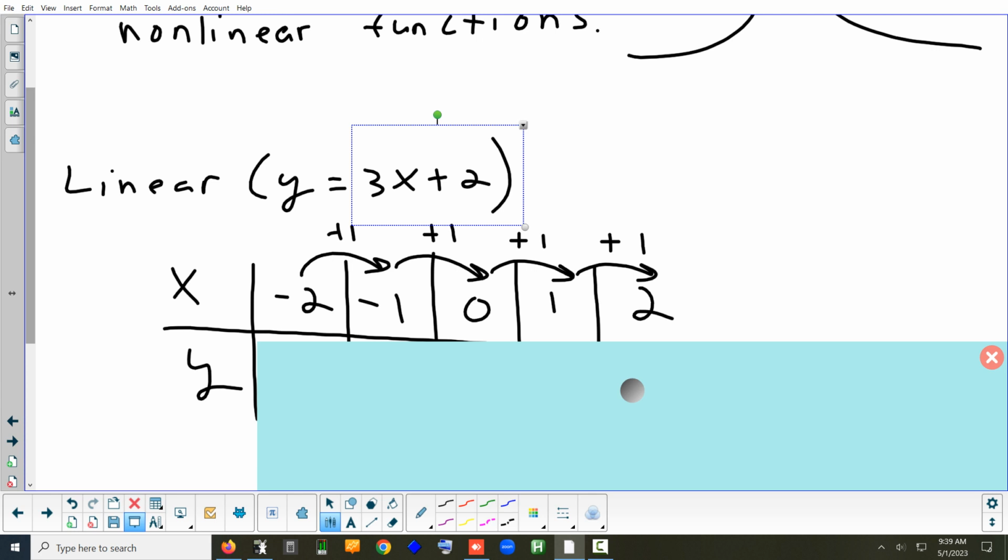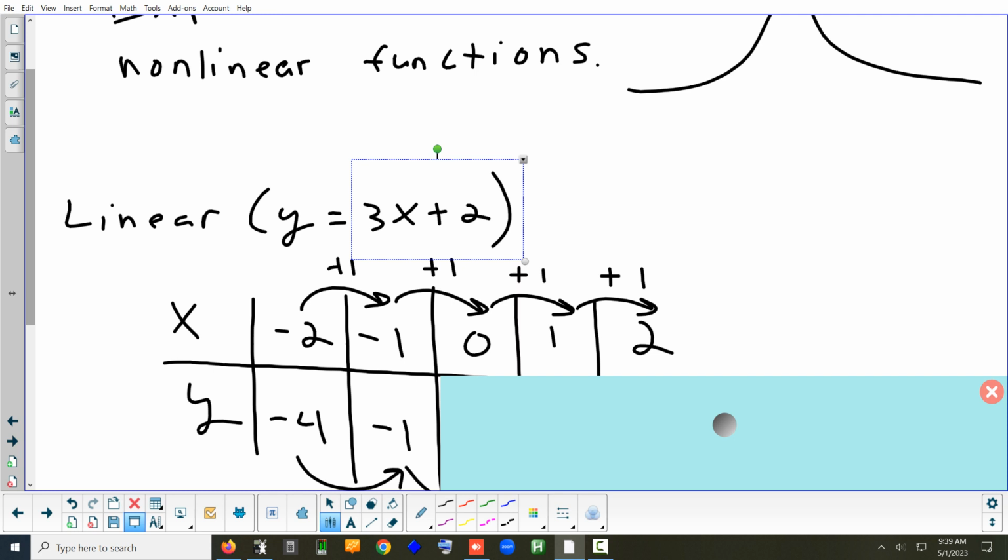Let's start with -2. Maya, if I plug in -2, what's 3 times -2? -6. And then -6 plus 2? -4. Yep, perfect. So we get -4. Anaya, let's do -1. What's 3 times -1? -3. And what's -3 plus 2? -1. There we go.